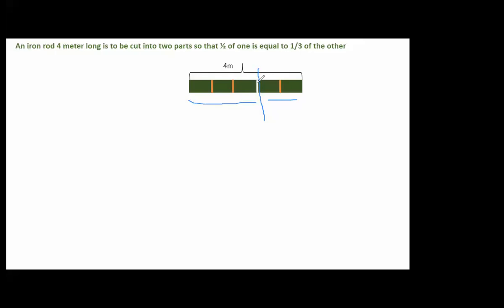Let's start. First, we write in the data the total length. It's simple. Now, how can we find the ratio? Look at it carefully.